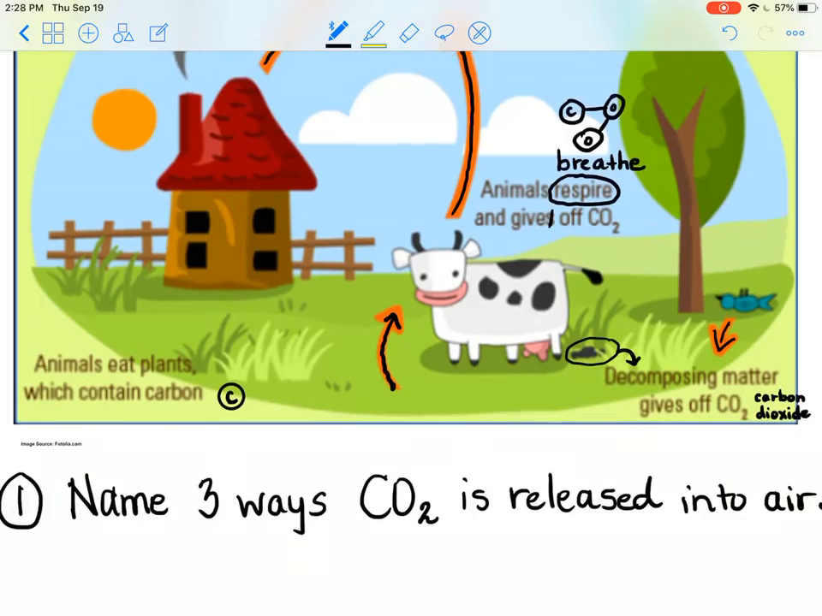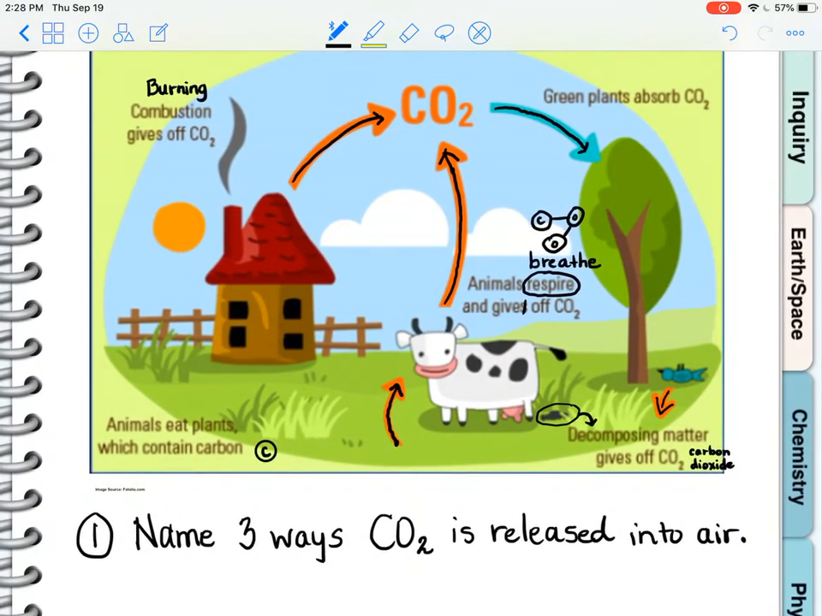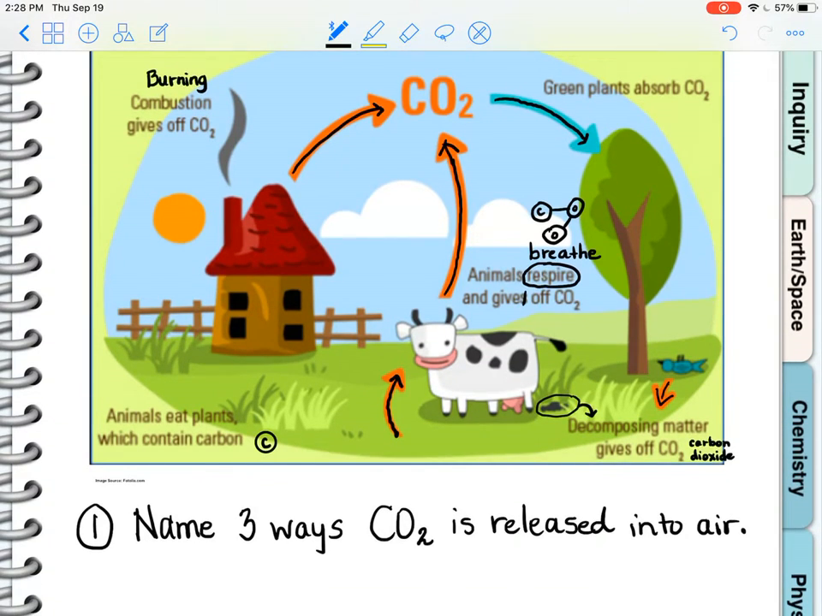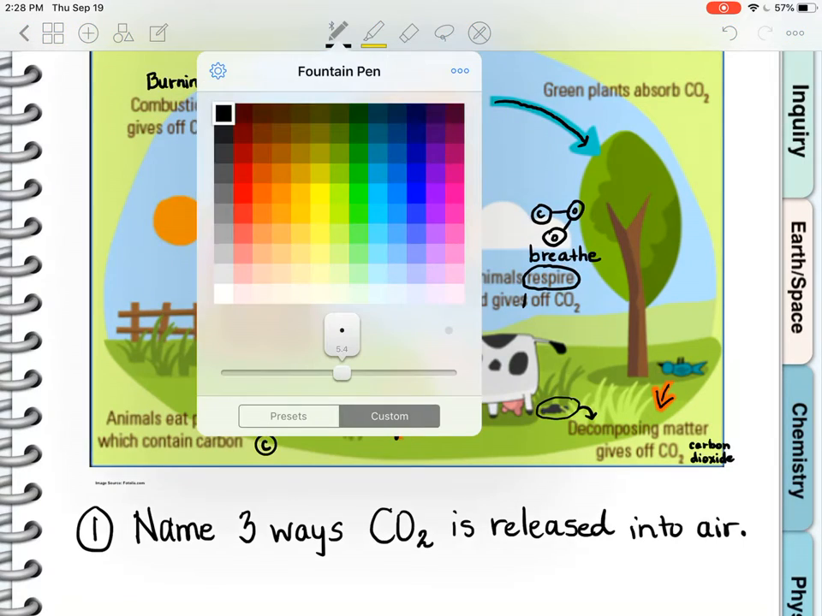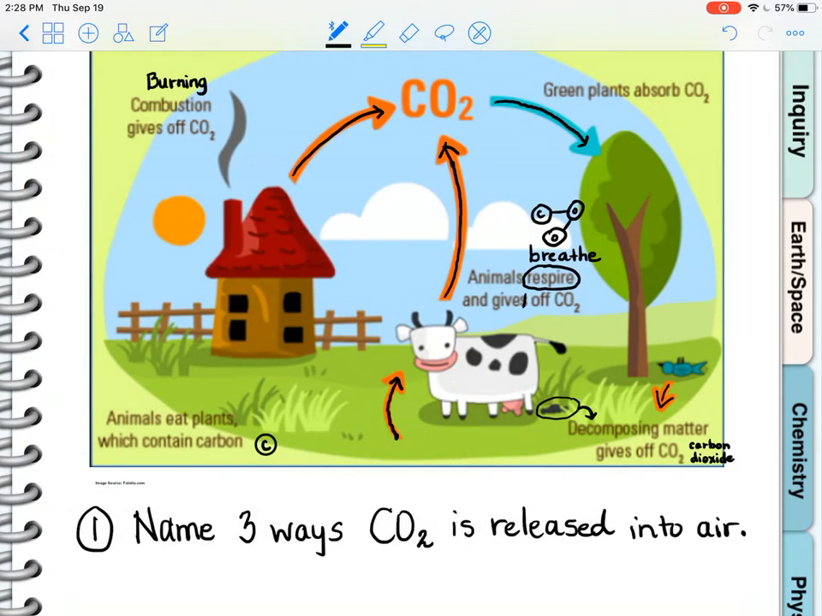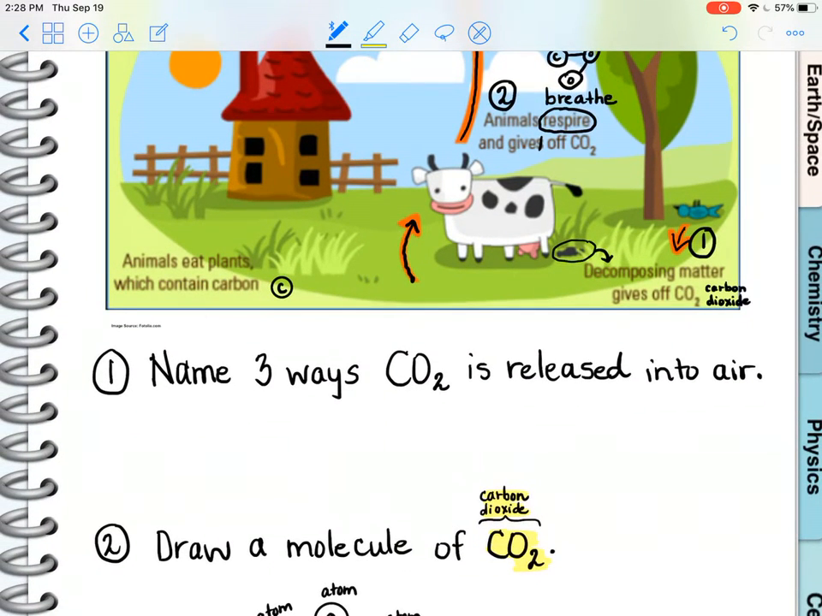Okay, let's take a look at question 1. It says to name 3 ways that CO2 is released into the air. And we have those right here. If we look at our arrows, we have them. 1 way is right there. 2 is right there. And 3 is here. So those orange arrows are going to help you understand what's going on here.